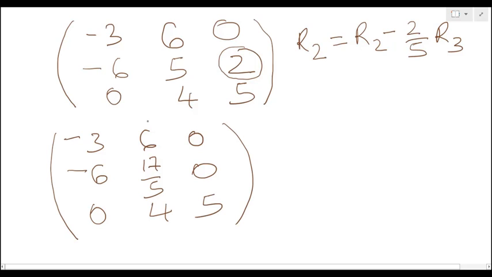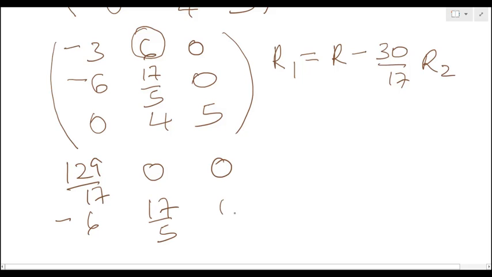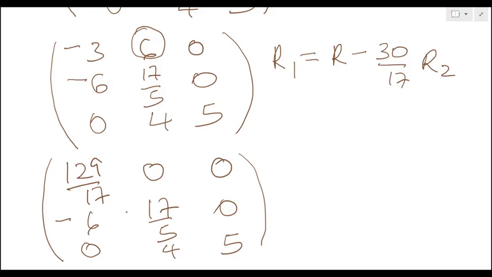The next step is we write this 6 to be a 0. For us to do so, row 1 would be equal to the current row 1 minus 30 over 17 row 2. Here we get 129 over 70. This is a 0. This is a 0. Row 2 remains minus 6, 17 over 5. This is a 0. Row 3 we have this is 0. This is a 4, and this is a 5. And now we have succeeded to write it as a lower triangular matrix.